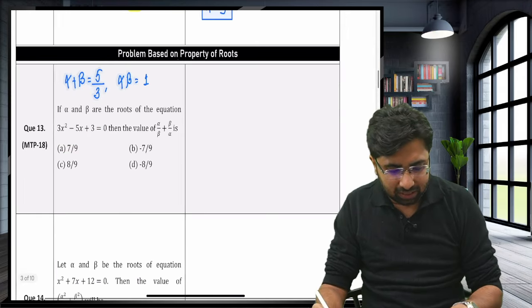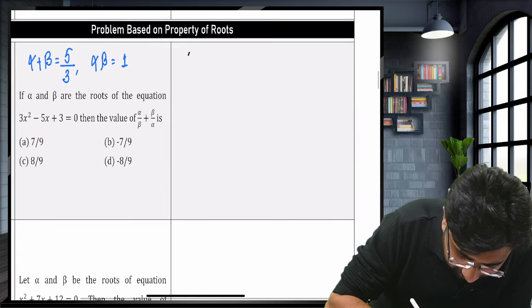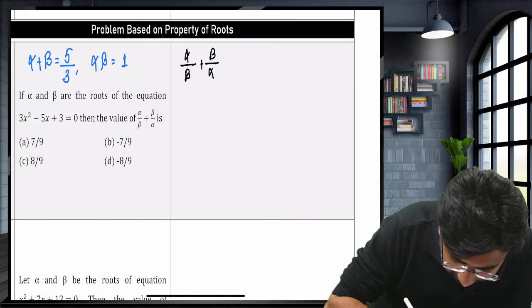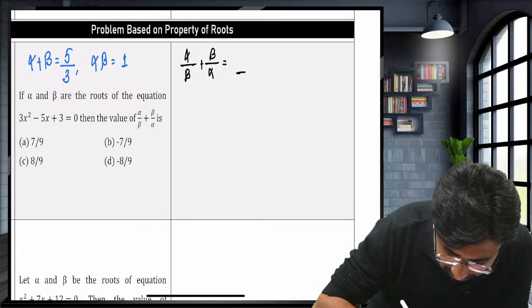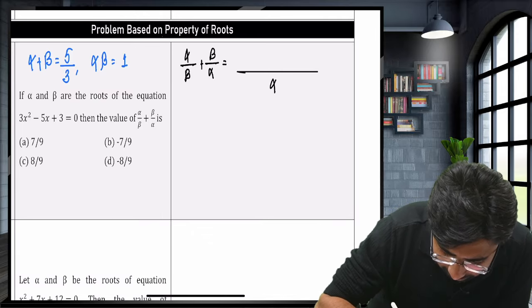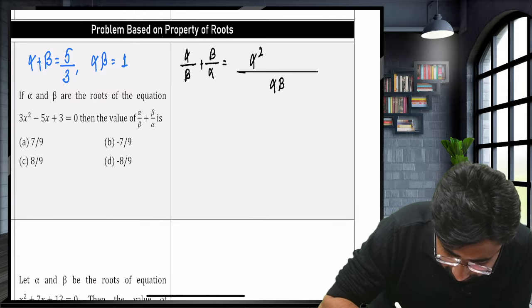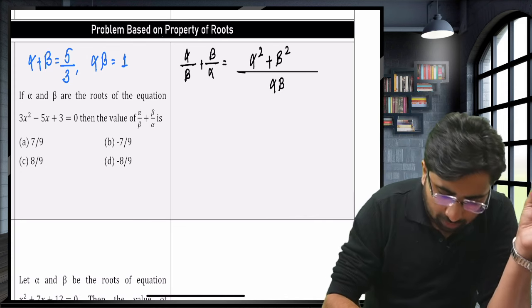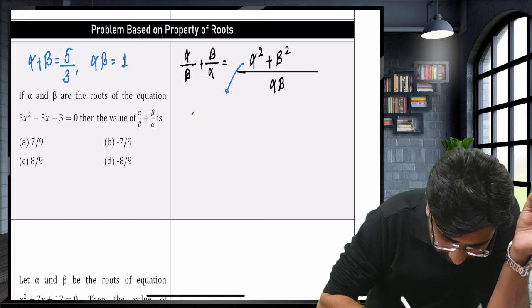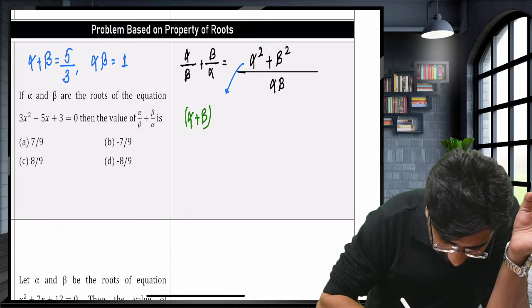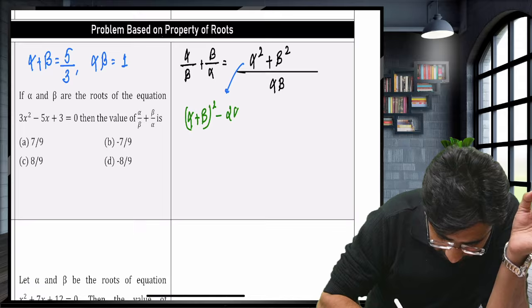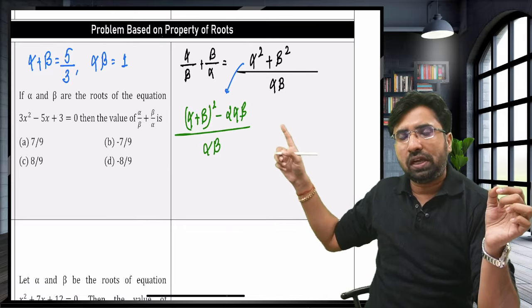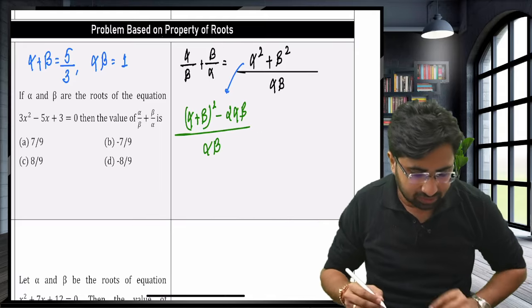Now, they are asking the value of alpha upon beta plus beta upon alpha. So, how much you will get? Alpha into beta, cross multiply alpha square plus beta square. Everybody remembers what is alpha square plus beta square? This is alpha plus beta whole square minus 2 alpha beta divided by alpha beta. You know everything, just put the value and get the answer.